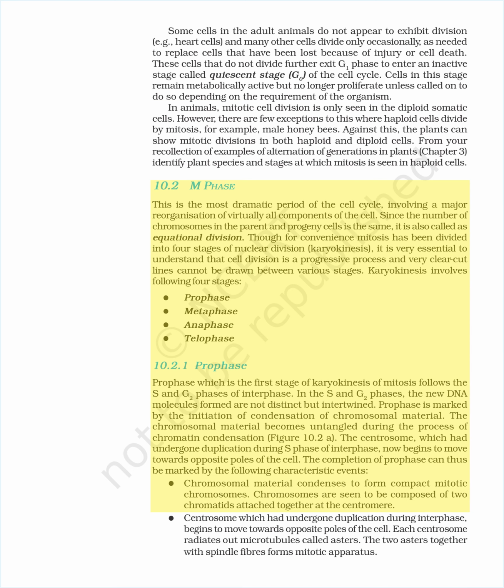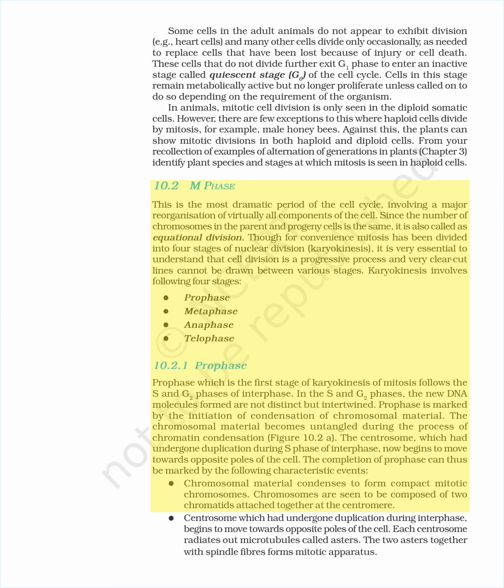10.2 M phase. This is the most dramatic period of the cell cycle, involving a major reorganization of virtually all components of the cell. Since the number of chromosomes in the parent and progeny cells is the same, it is also called equational division.